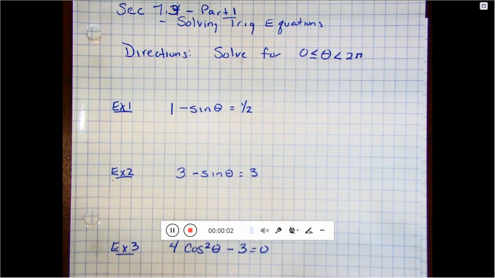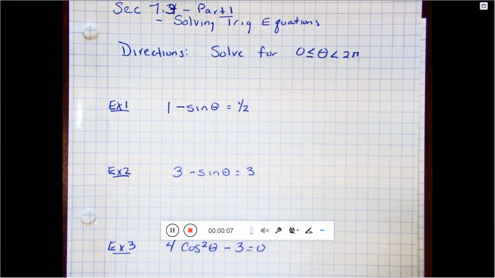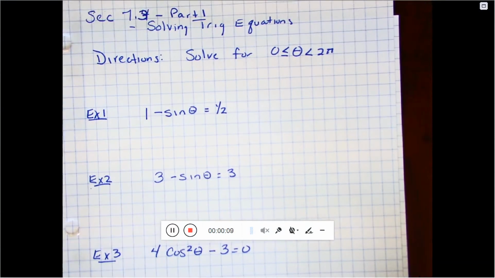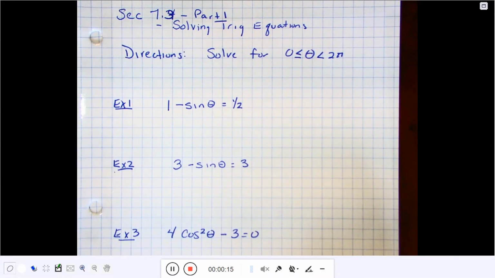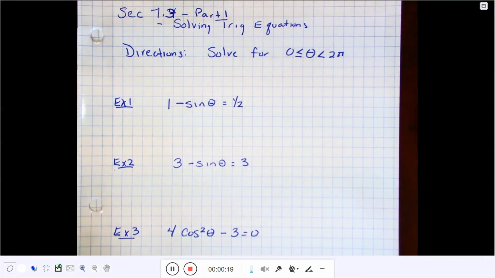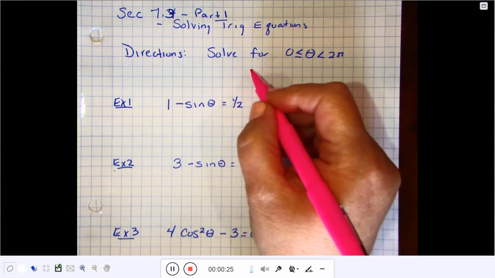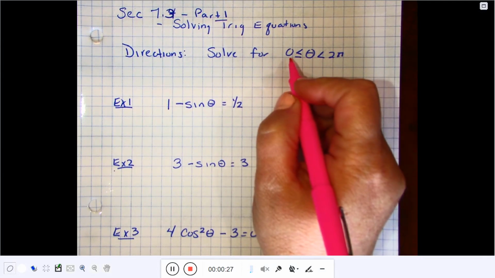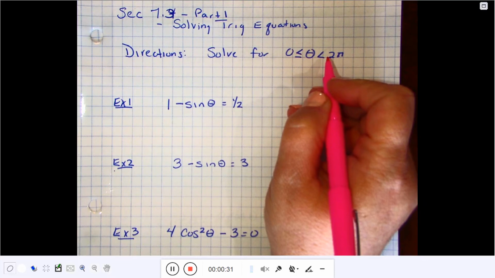Okay, ladies and gentlemen, today we're going to be talking about solving some trig equations. Remembering solving equations means we're looking for the value of the variable. So I have a few trig equations I want to look at here. The directions will always say, at least in the problems we're going to be doing, solve for theta between 0 and 2 pi, including 0, not including 2 pi.